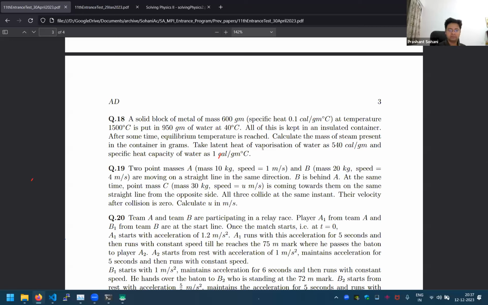Okay, so question 18. Again, you see it is a very similar question to the previous one, in that the system is coming to equilibrium. Everything is in an insulated container, so all the heat which is going to go from one mass will directly be absorbed by the other mass. So we just have to find that equilibrium point. The only difference is there it was ice becoming water. Here it is water becoming steam.